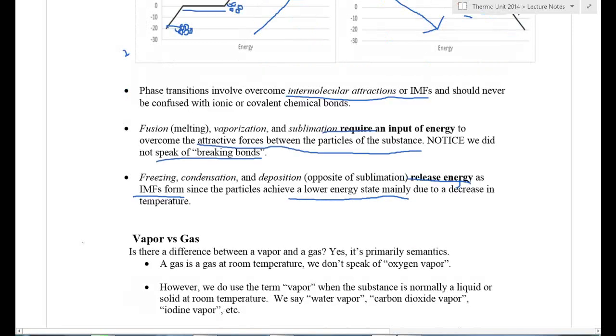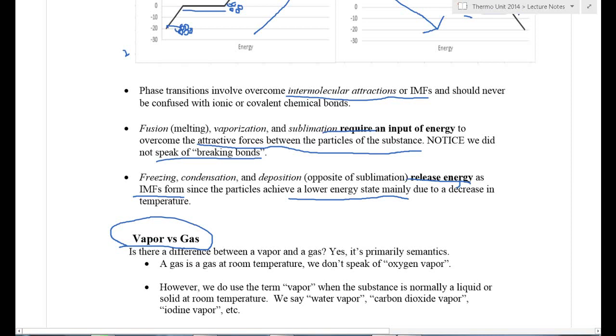Okay. Let's just talk a little semantics first. Vapor versus the gas, they are different. So if we're talking about something like oxygen at room temperature, we're talking about oxygen gas. So a gas is a gas at room temperature. Okay, so we're talking about nitrogen or oxygen or hydrogen. It's a gas when we're talking about it.